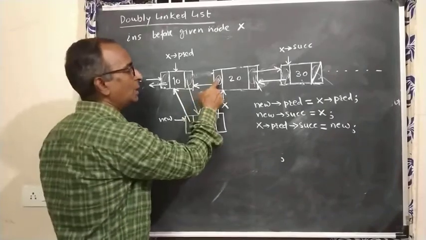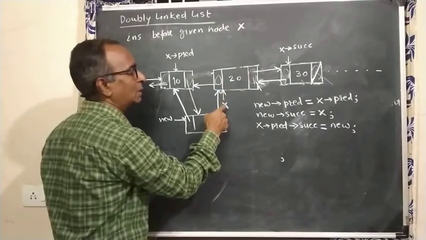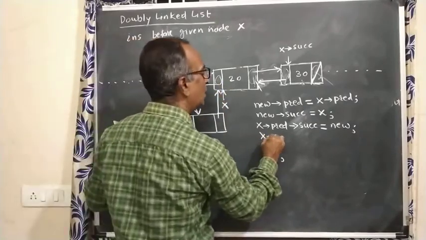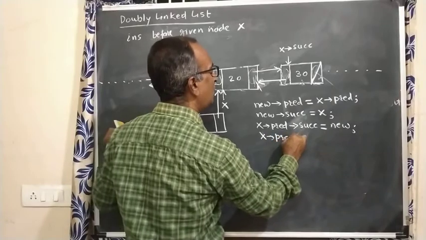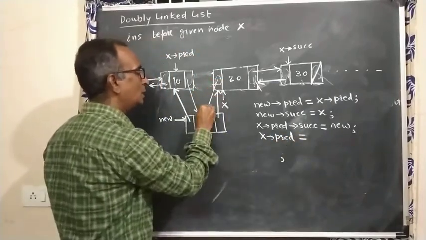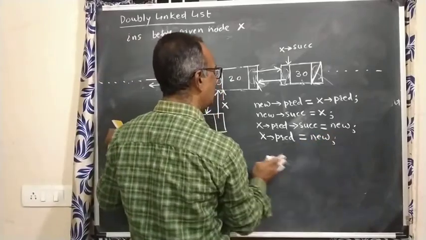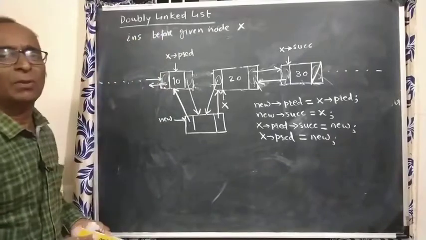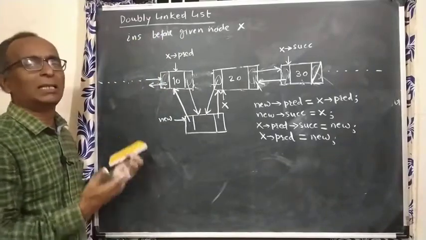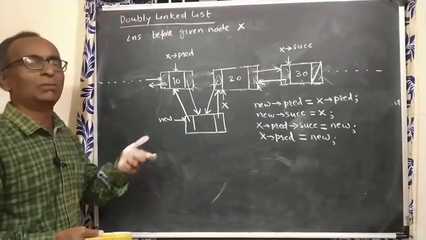Now I have to set this field. How to access this field? This node's address we have in X. X's predecessor field you are accessing. It should point to this node. So this will be the link. So new is given. That's it. This way you can adjust 4 pointers anywhere, wherever you are inserting, as a leftmost, as a rightmost.